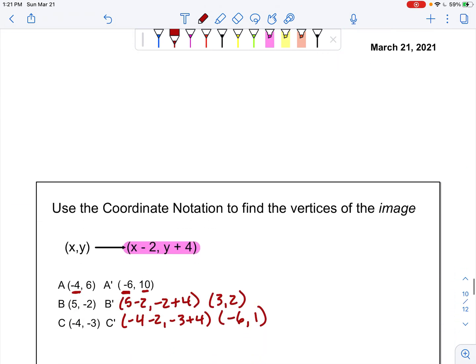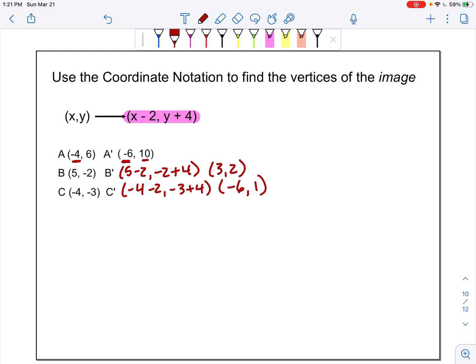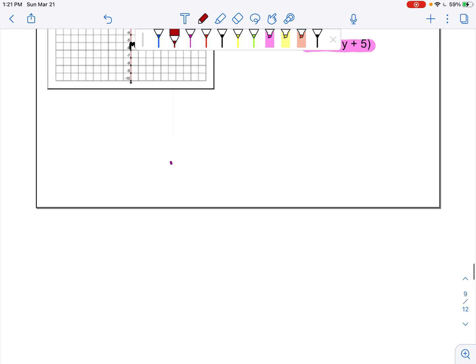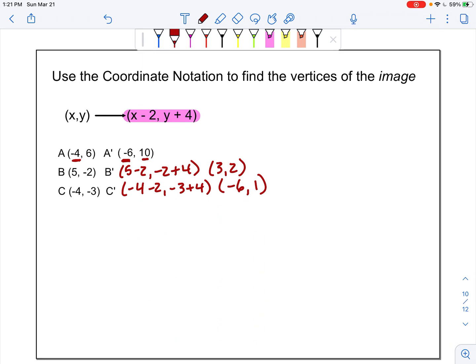So let's come down here and just take a look at this. This one I've actually given you the coordinate notation, and I'm asking for what the new image is going to be. And you can see here I've just done what we did in this previous slide. I just took what's happening in the coordinate notation and did the math. So because it's subtracting 2 from x and adding 4 to y, I did this 5 minus 2 and then negative 2 plus 4 and came up with my new coordinate pairs. You're not always going to have a graph. Sometimes they'll just ask you for what the pairs are.